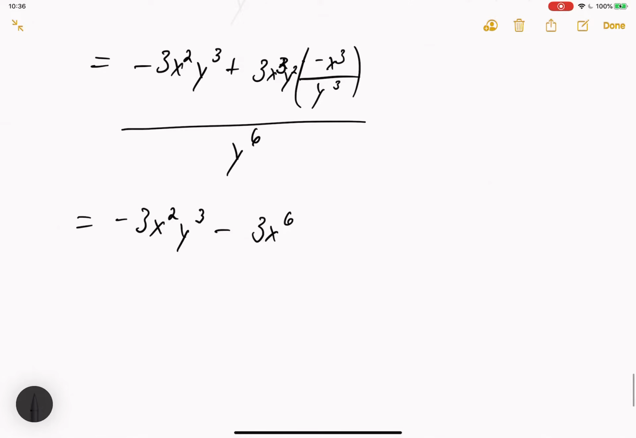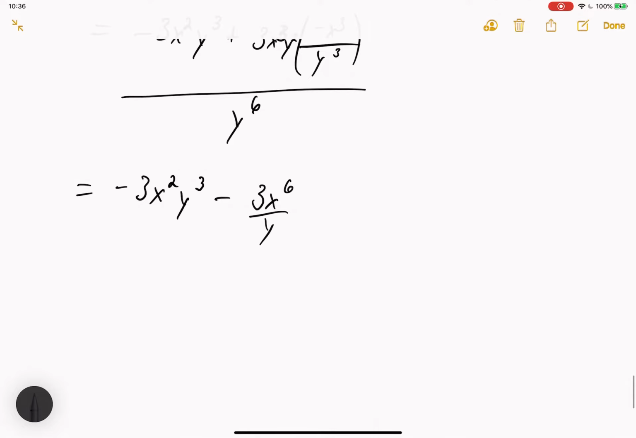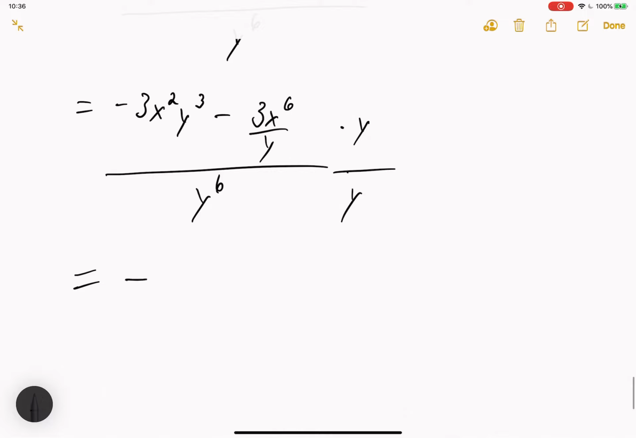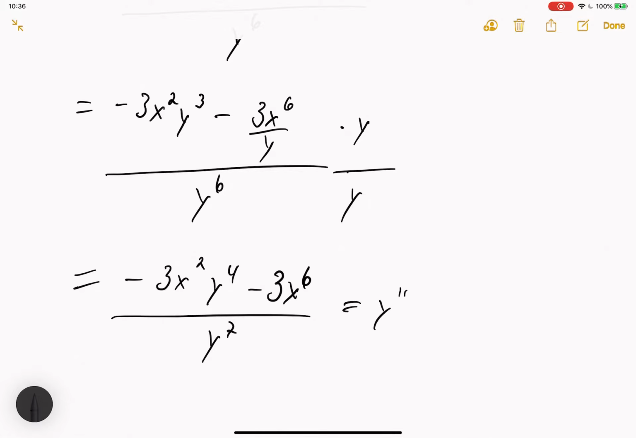But you just get y squared divided by y cubed, so that's just going to be over y. And then all over y to the 6th. What you can do is just multiply by y on the top and bottom to get rid of that y. So you get negative 3x squared y to the 4th minus 3x to the 6th divided by y to the 7th. That's going to be our y double prime.